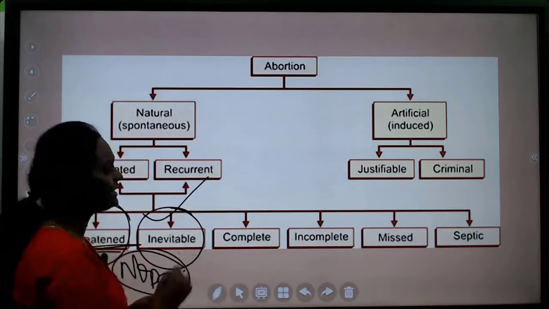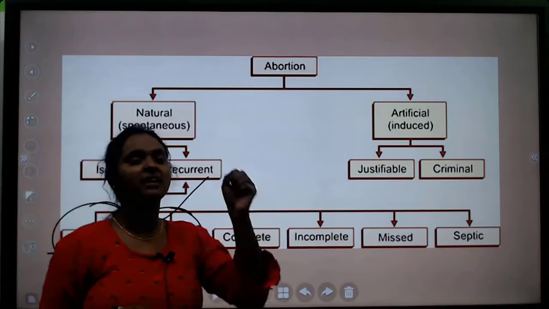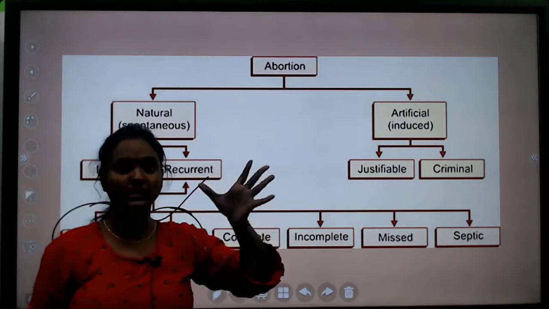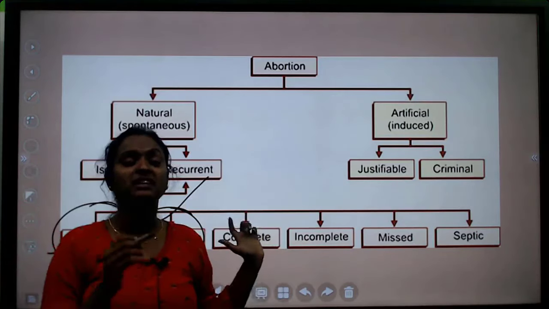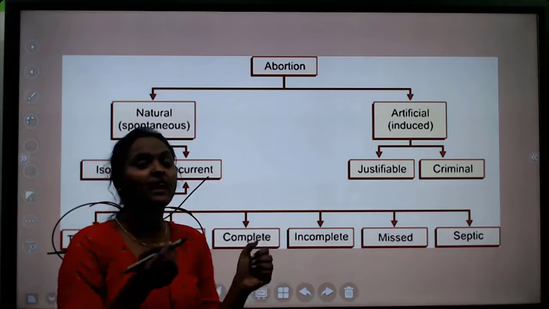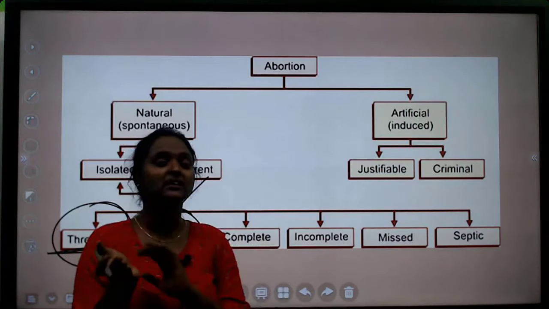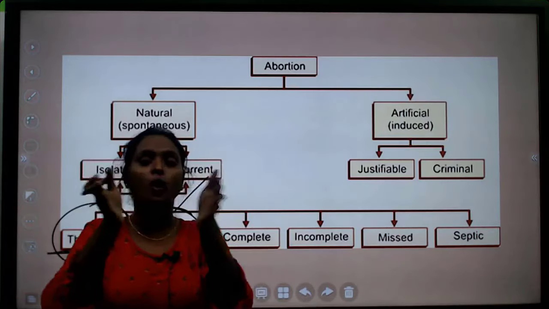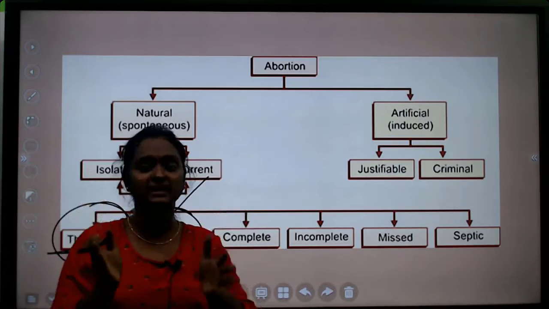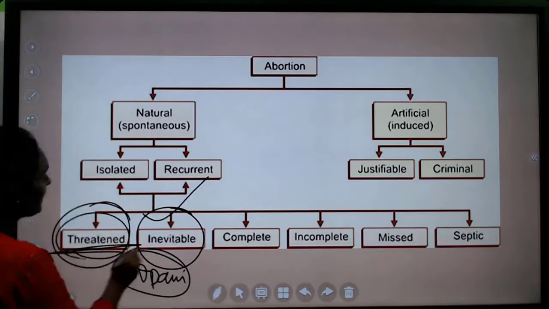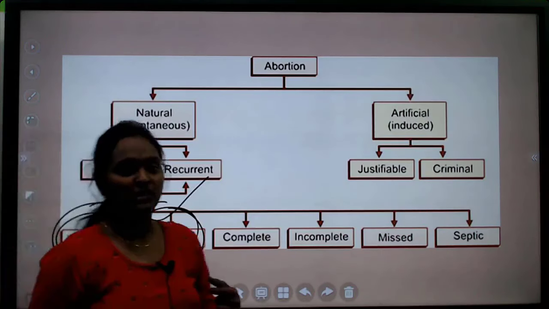And when it comes to inevitable abortion, here the cervical os is open, so the internal cervical os is open, and that is the confirmation of whether it is inevitable or threatened. How can we identify the difference between inevitable and threatened abortion? It is the cervical os opening. That is the main determination to identify the difference between threatened and inevitable abortion, okay, clear?